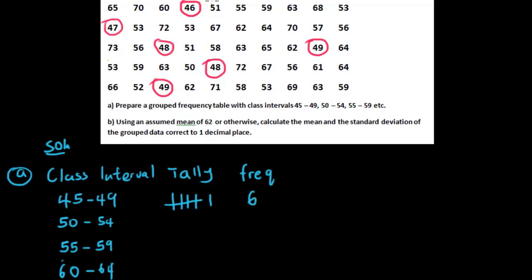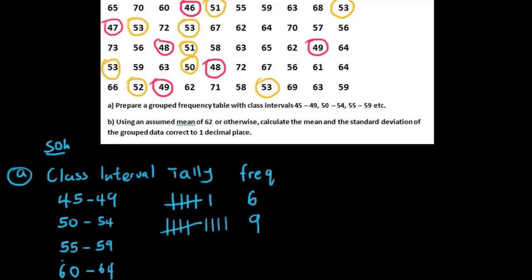Let's go to the next, 50 to 54. Let's do this. 50 to 54, 1, this 55 is already more than, 2, 3, 4, 5, 6, 7, 8, 9. So we've got 9. So we have 1, 2, 3, 4, 5, 6, 7, 8, 9. Then next is 55 to 59.